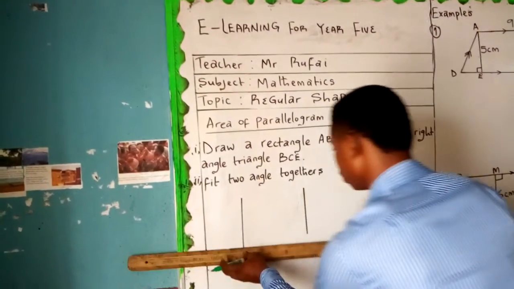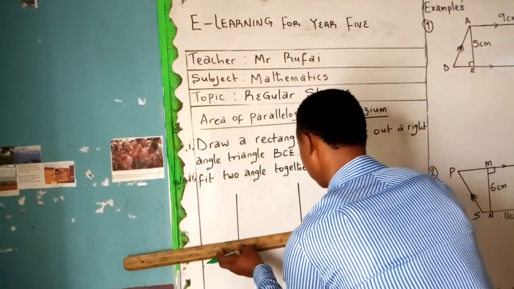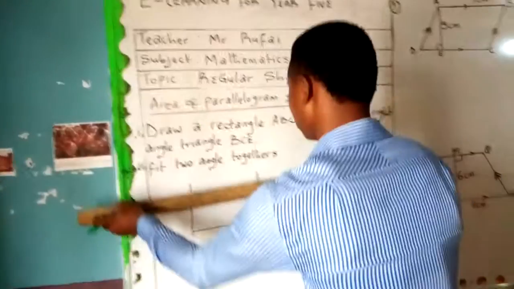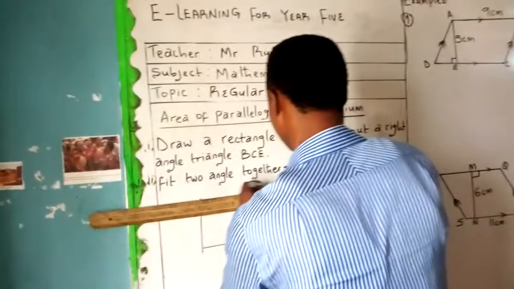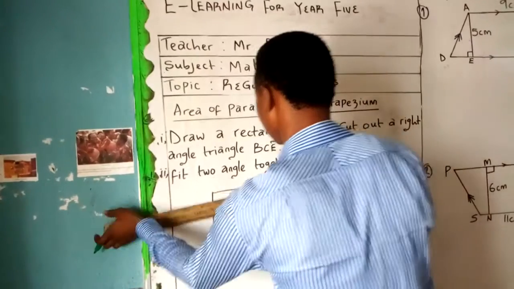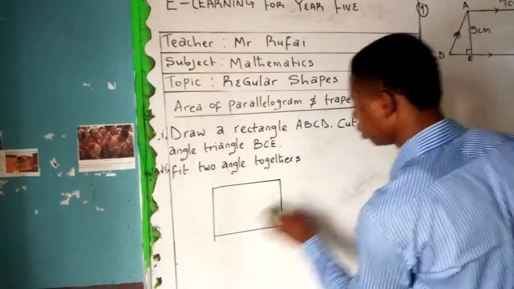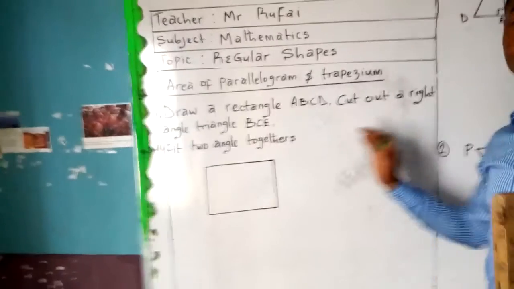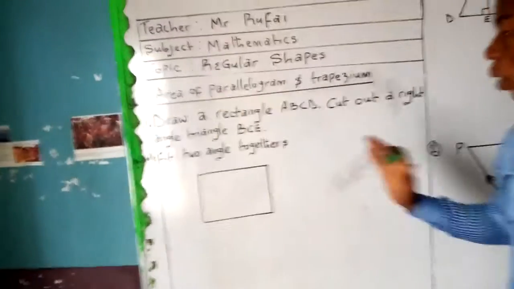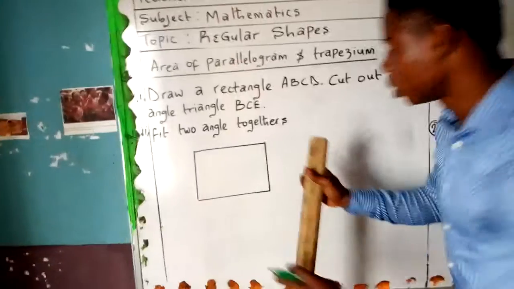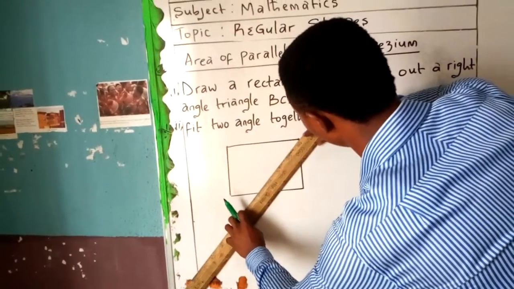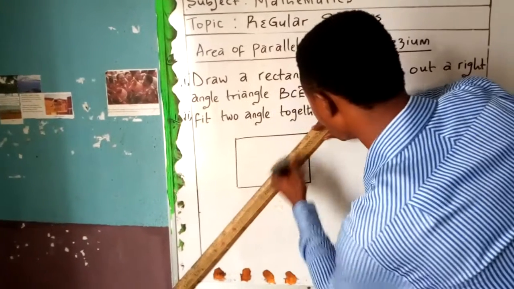Then you match the two together, and also this. So this is your rectangle. Now we are asked to cut out a right angle triangle on this. How do we cut out a right angle triangle? You take your ruler. This is how you are going to cut it out. We know the shape of a right angle triangle.